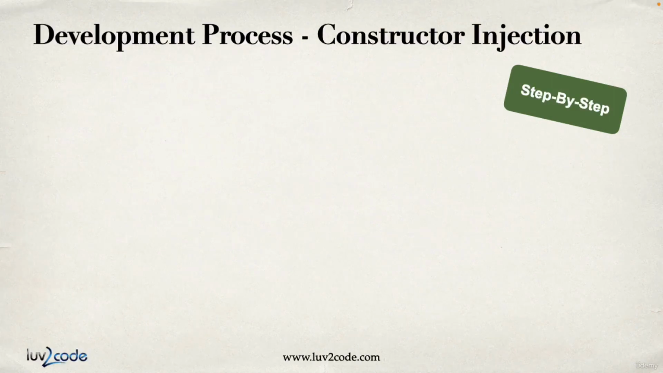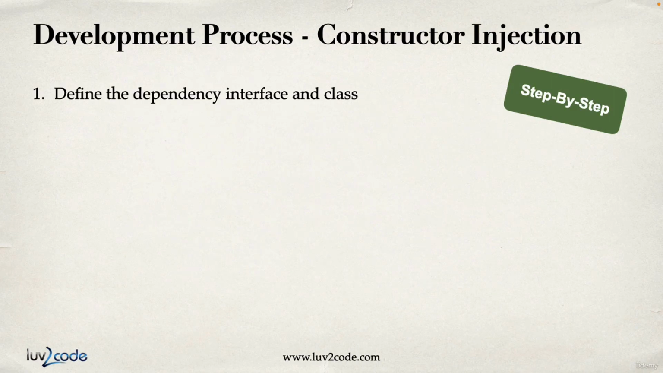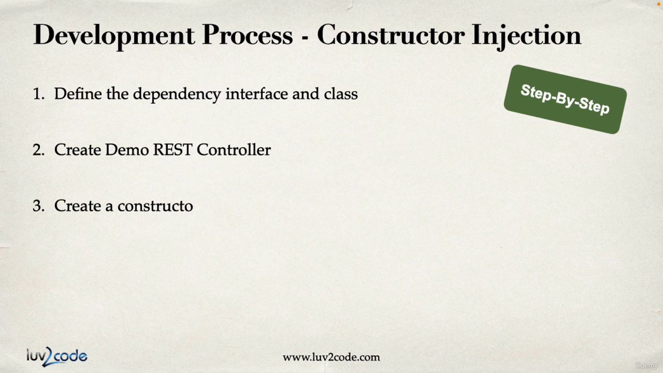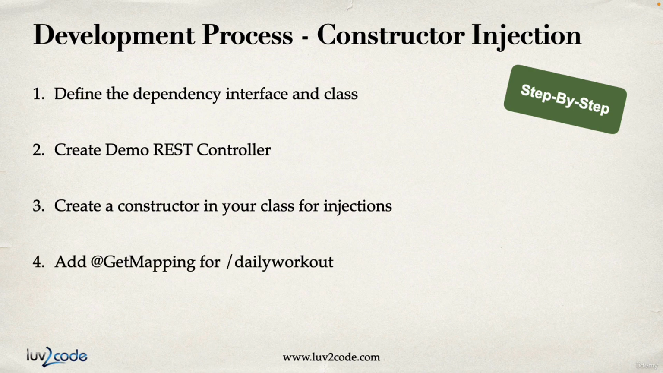Now, here's the development process using constructor injection. The first thing that we'll do is define the dependency interface and class, then we'll create our demo REST controller, and then we'll create a constructor in our class for injections, and then finally we'll add a get mapping for the /daily workout endpoint.